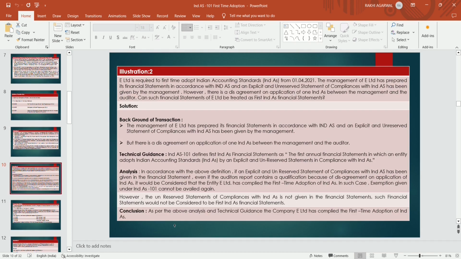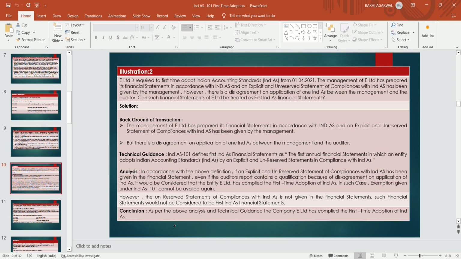Now illustration 2. Suppose E Limited is required to first time adopt Indian accounting standards from 1st April 21. The management of E Limited has prepared its financials in accordance with IND-AS and an explicit and unreserved statement of compliance with IND-AS has been given by the management. However, there is a disagreement on application of one of the IND-AS between the management and auditor. Will such financial statement of E Limited be treated as first IND-AS financial statement?